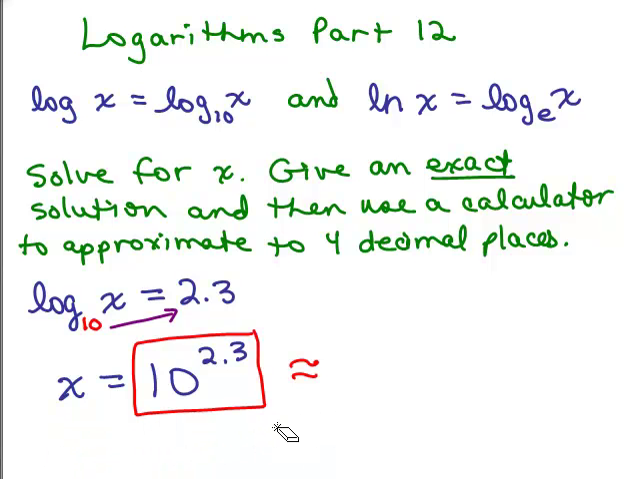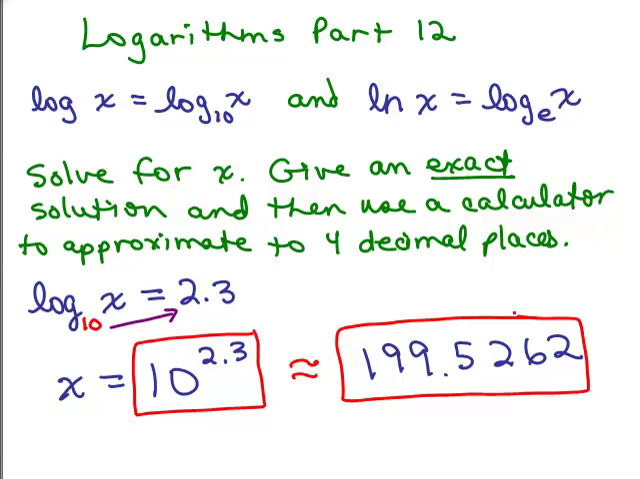And when you put it in, you'll get an answer with more than 4 decimals, 4 numerals after the decimal point. But if we're going to round it, it's going to be 199.5262. All right. On my calculator, it goes out to 62315, and so that's why it gets rounded right there. So this is the approximation. So we have the exact answer and the approximation.